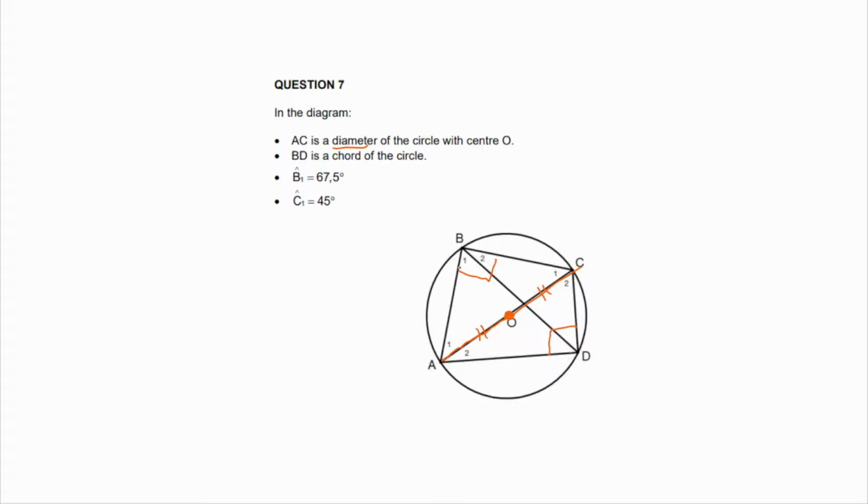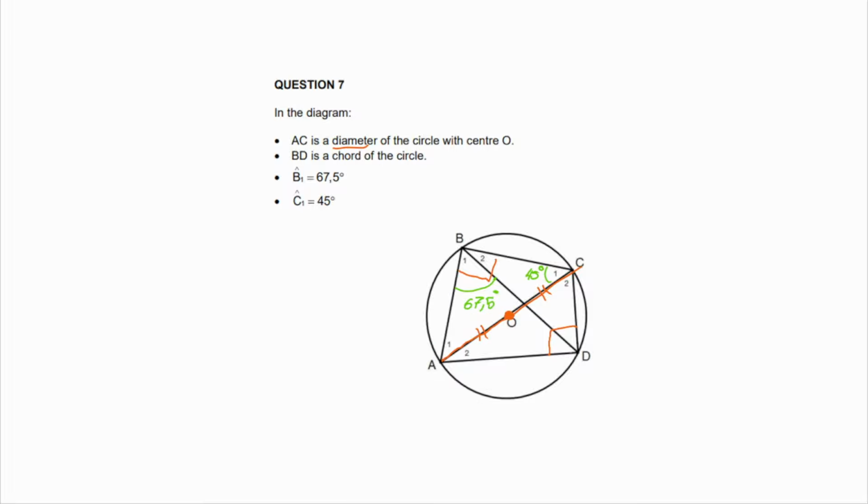They give B1, this angle over here, as 67.5 degrees. So it's a bit messy, let me use a different color. Because they give us B1, we can determine B2 quite easily. So B2 will just be 90 minus this angle here. And then C1 is 45 degrees.